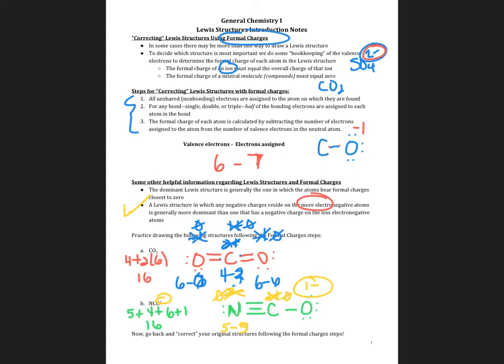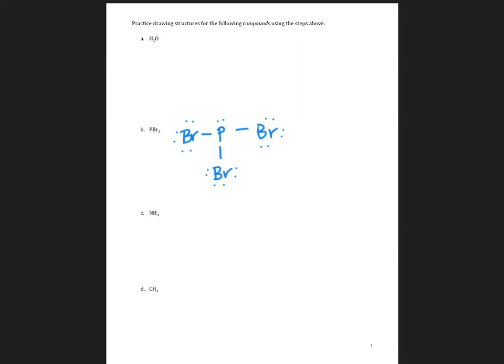So now what we're going to do is at the bottom of this page, it says go back and correct your structures. Some of them may be right, some of them may be wrong and you just have to fix them. So we're going to look at that, and then I'm just going to work a couple on here, and then I'll have a separate video if you need to get more practice or even just check your work from the notes. I'm just going to work a few right now. So the first one I'm going to look at is this PBr3.